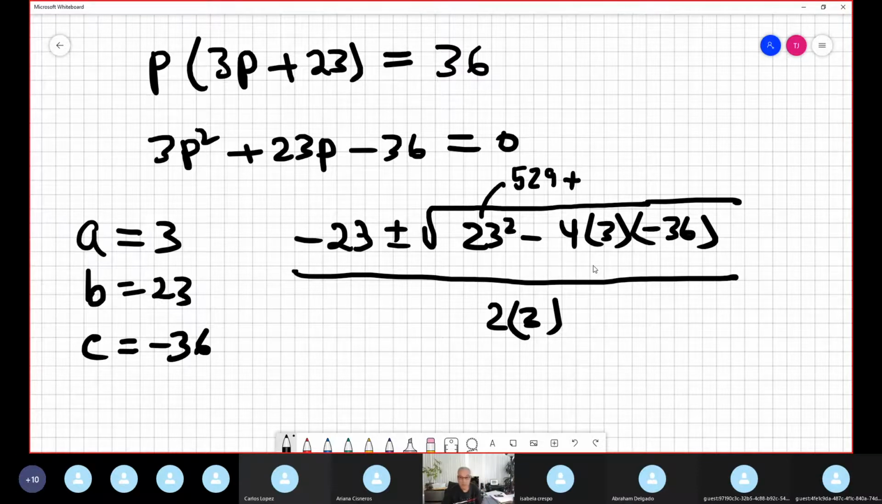12 times 36 is 432. And together is 961. And the square root of 961 is 31.